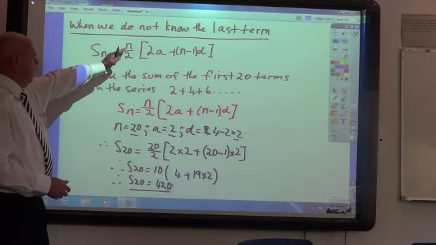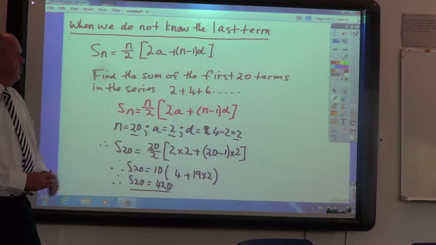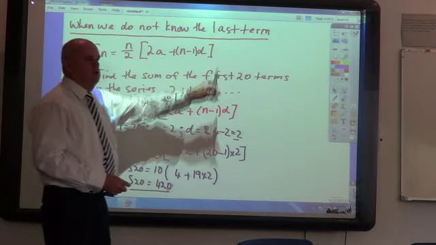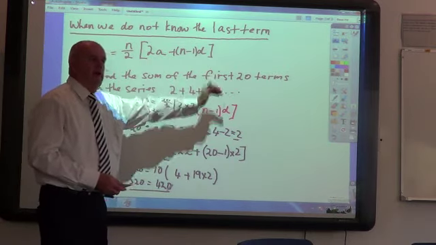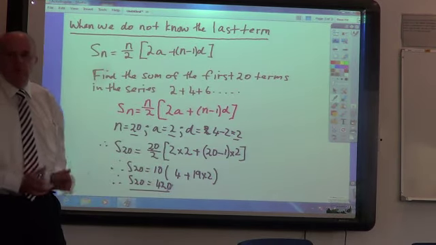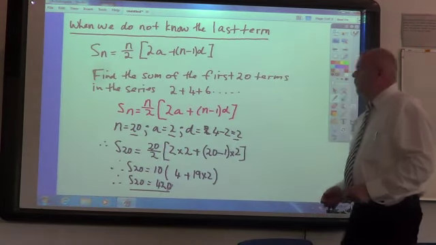So that's a basic example of how we use the formula for an arithmetic series when we do not know the last term. Of course, the last term in this case was easy to identify, and you could confirm that result by using the simple formula.